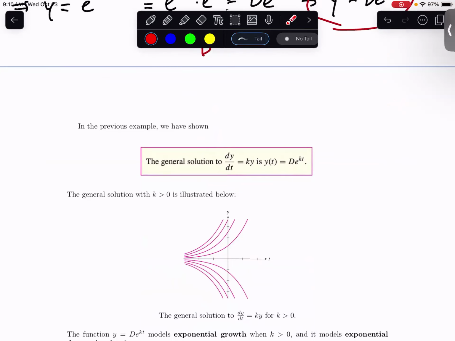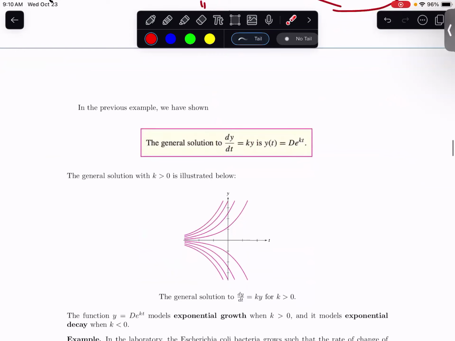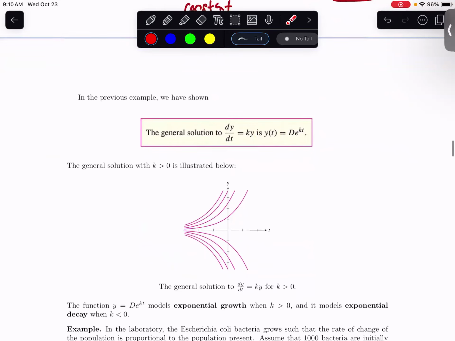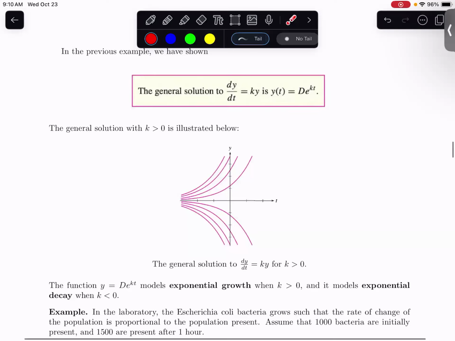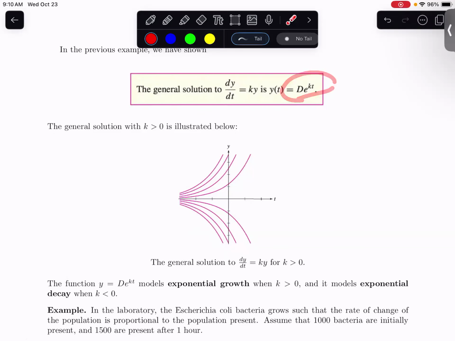Okay, and so from the previous example, what we have just shown is that the general solution to dy/dt equal to k times y ends up just being y of t equal to d times e to the kt, right? So this is what we've just shown, and you're going to use this over and over again. This is a really common class of differential equations that we'll be looking at. And so the point is, we're really finding families of solutions. Depending on what your constant is going to be, it's going to give you a different solution, right?